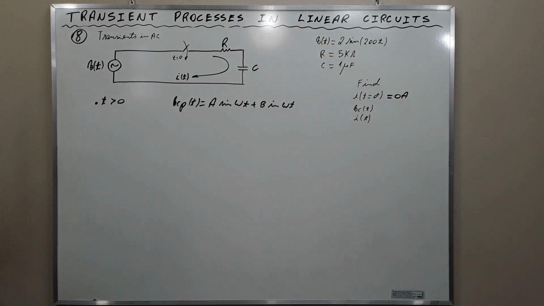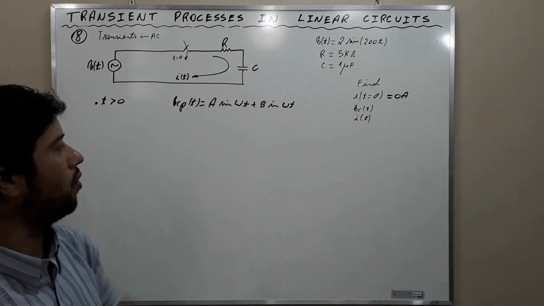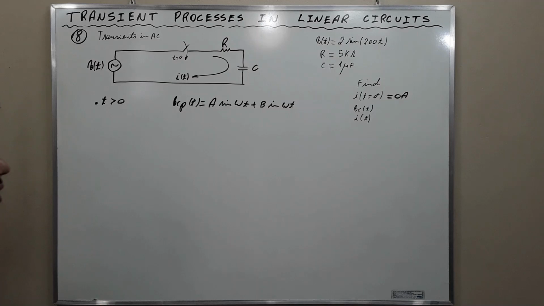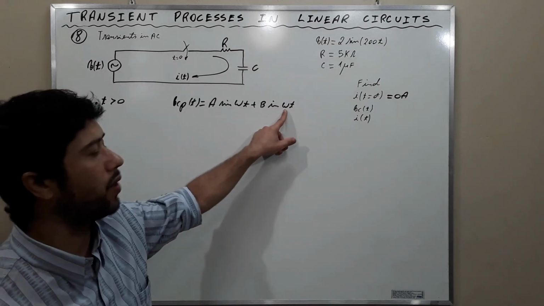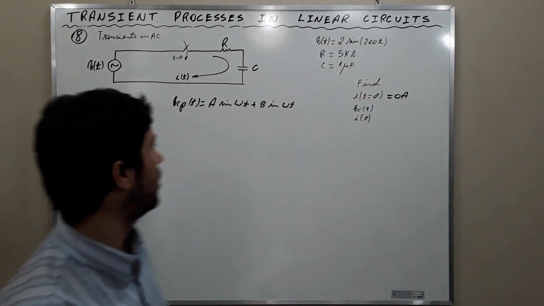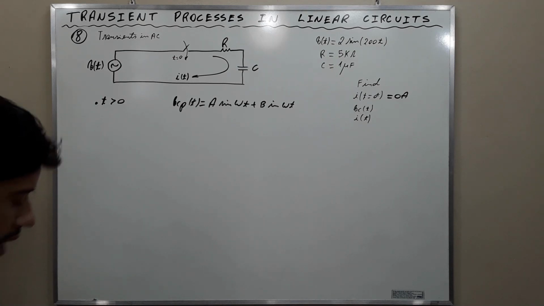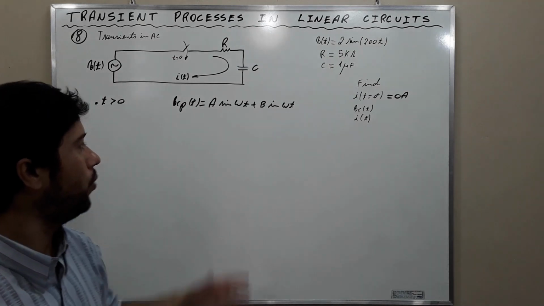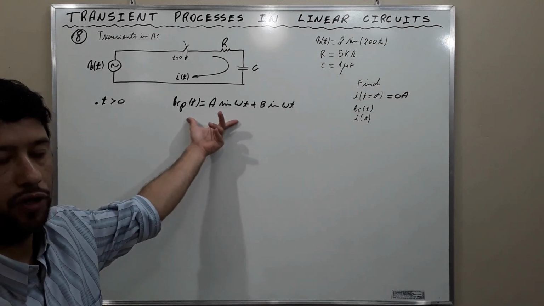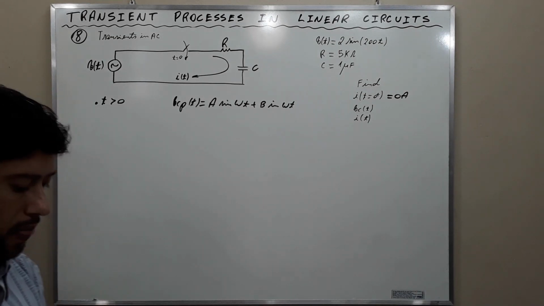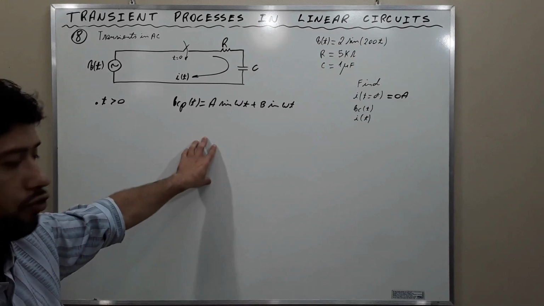Okay, this is going to be our particular solution where A and B are constants. We need to find their values. W, we already know, W is 200. How do we find A and B? We need to apply this to the differential equation that we discovered.